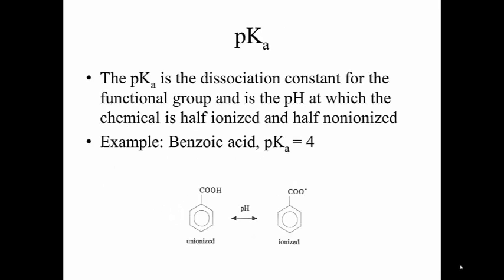The pKa is the dissociation constant for a particular functional group on a molecule. It is the pH at which the compound is half ionized and half non-ionized. For example, the pKa of benzoic acid is 4. So at a pH of 4, half of the benzoic acid will be in the protonated form, non-ionized, and half will be in the deprotonated form, with a negative charge. If you decrease the pH to 3, the equilibrium will shift and more benzoic acid will exist in the protonated form.